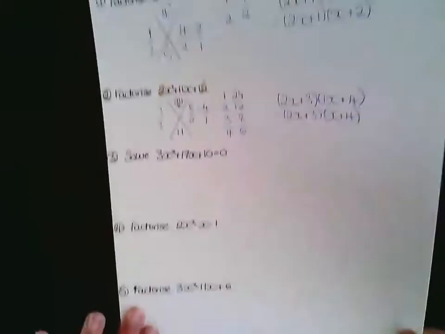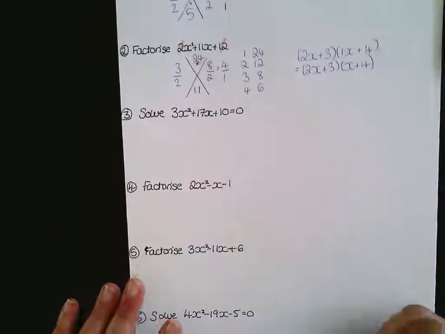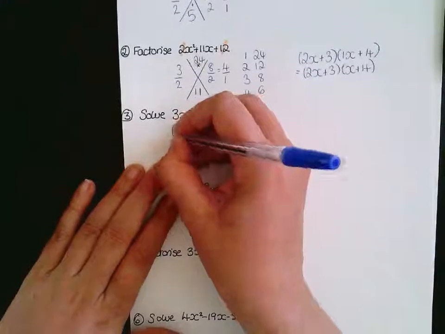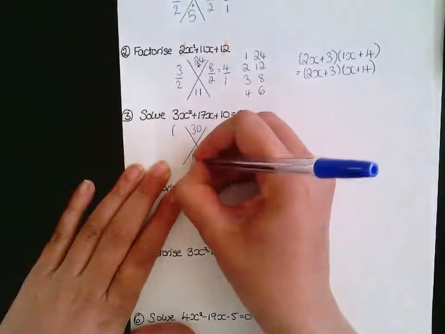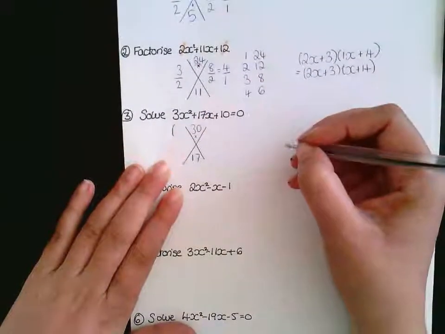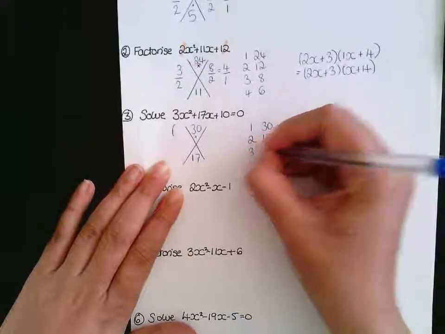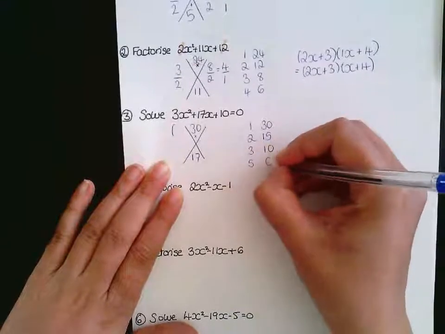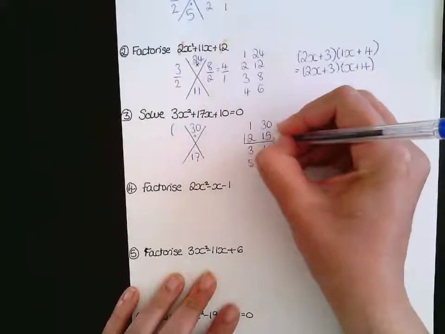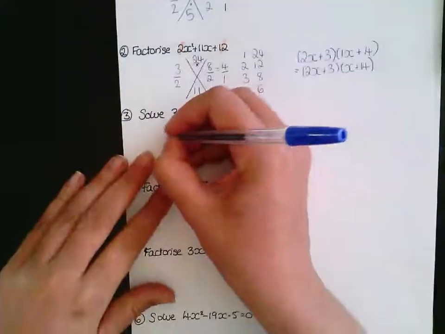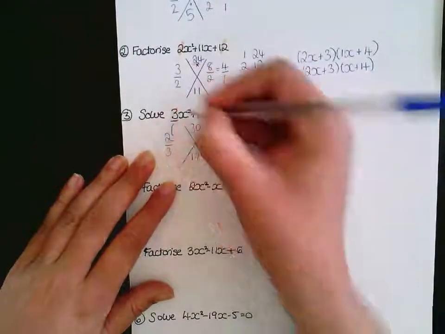Let's have a look at the third one. This one now says equals 0, so I'm going to have to do that extra step that I showed in the last video. So A times C at the top, the other number at the bottom. Numbers that multiply to make 30. Now which pair of these make 17? This one. So these are the numbers that go out the side and I divide them both by A.